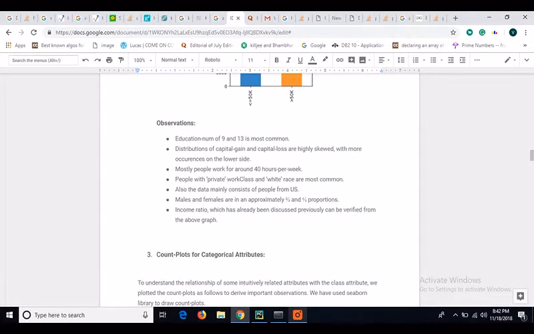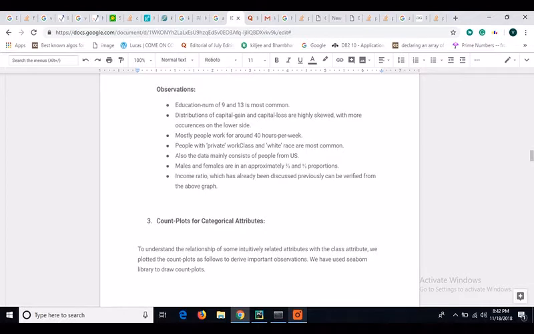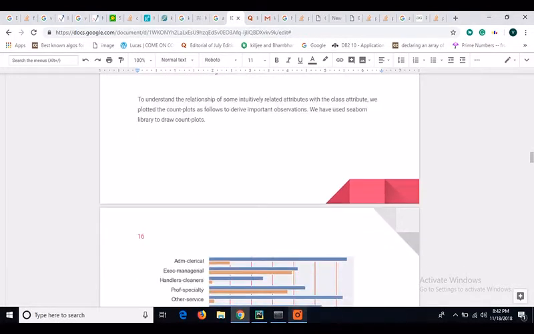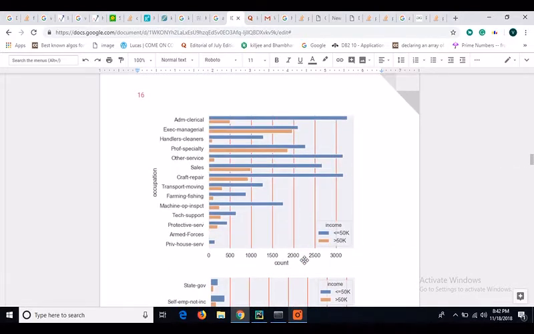These are the observations in brief that I have already explained. Now let us look at the count plots for the categorical attributes. Count plots are aimed at visualizing 2 categorical attributes, wherein one is dependent on another. In our case, occupation is used to determine income, and there are 2 classes of income, so simultaneously we can see the behavior of each attribute using this count plot.